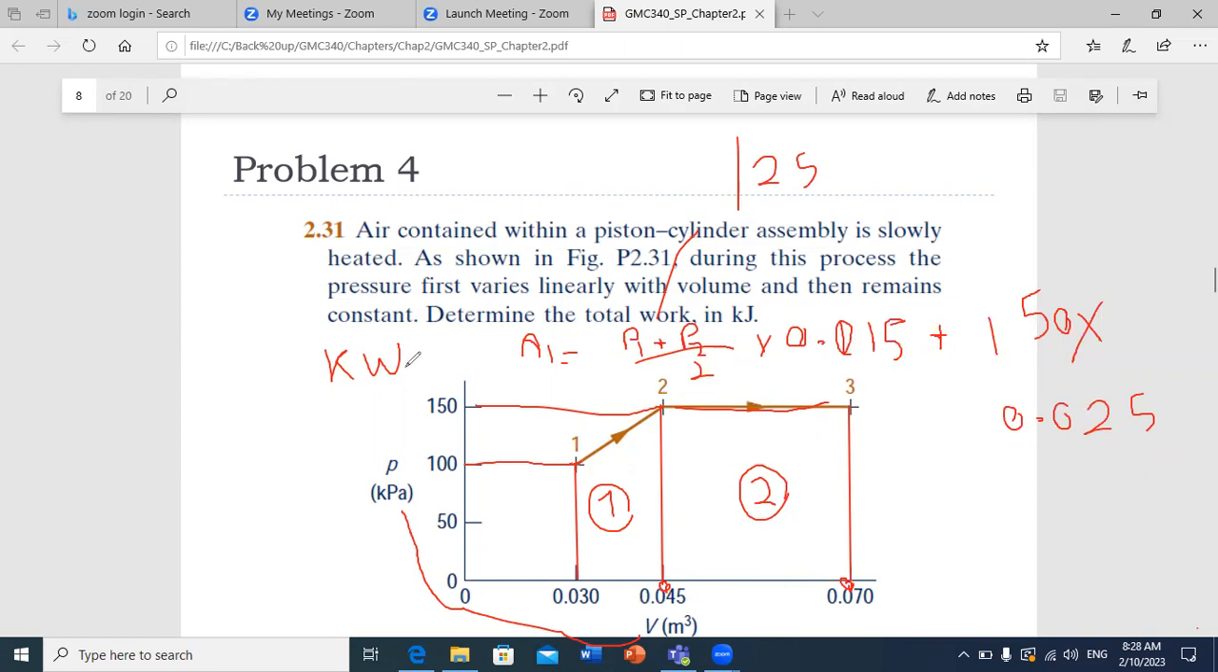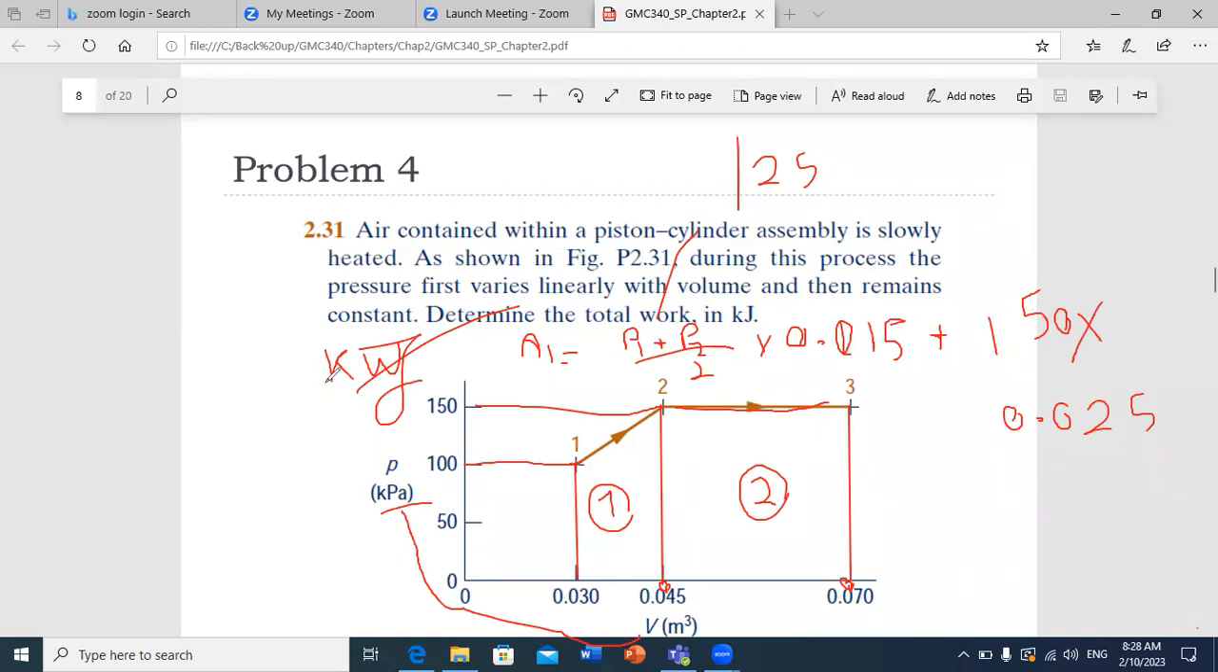Sorry, you get first your power in kilowatt. Okay, so here, yes, you have kilopascal, sorry, not kilowatt, kilojoule, because you have here pascal and meter cube. So when you multiply, you directly get your result in kilojoule.